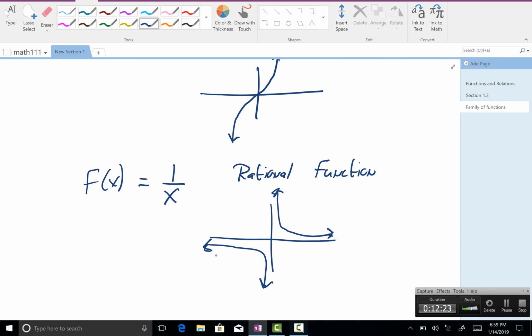Because no matter what we put in for x, 1 over x, could we ever get 0? 1 over a million is close, right? But not quite. And 1 over a billion and 1 over a trillion and so forth. It's close to 0, but never really gets there. And the same thing happens here. It gets really, really close to 0, but never gets there because we can't put 0 in it. Right?